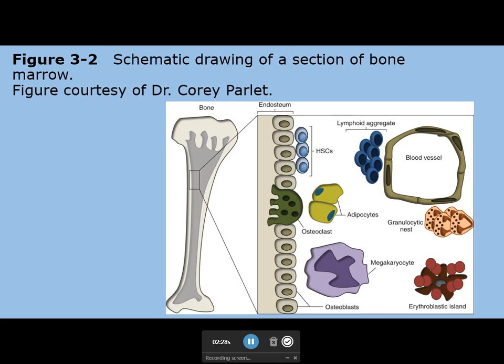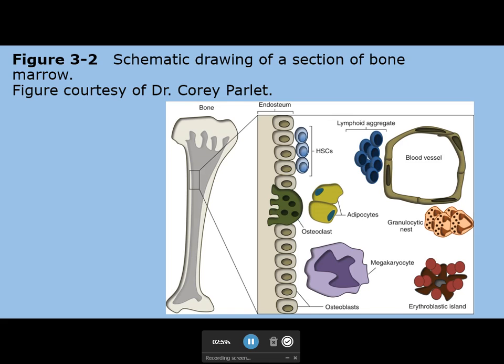Okay, so you got your erythroblastic island, then you have your granulocytic nest. So this is going to be like segs and eos and basos. They're going to kind of be hanging out in the area. All right, and then you have actually a little bit of lymphoid aggregates too. But they're not going to hang out long, all right? And then, of course, you have your megakaryocytes, which are the ones that make your platelets. Adipocytes, which are basically just cells that have fat in them.